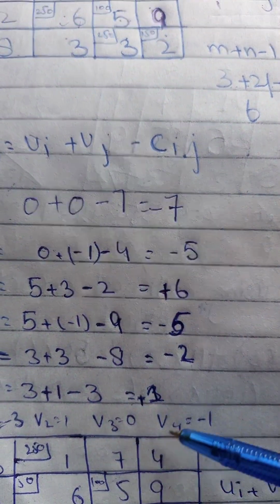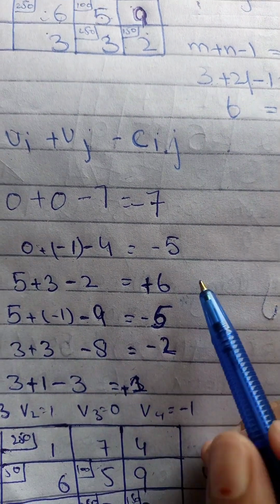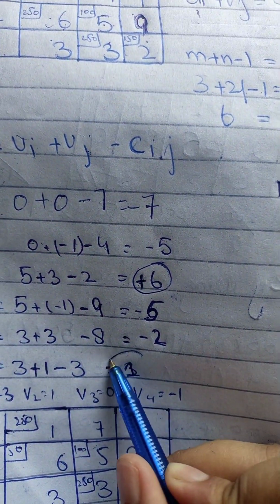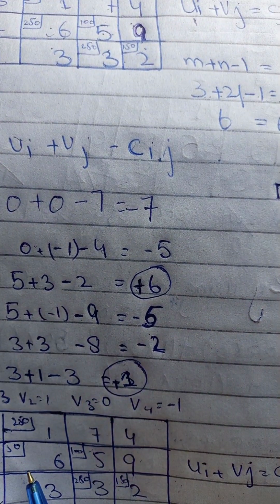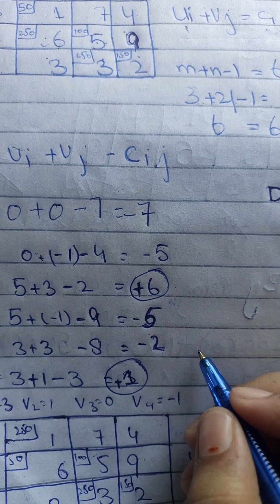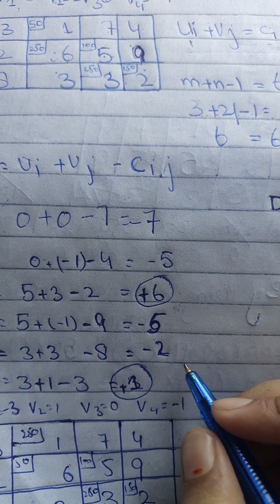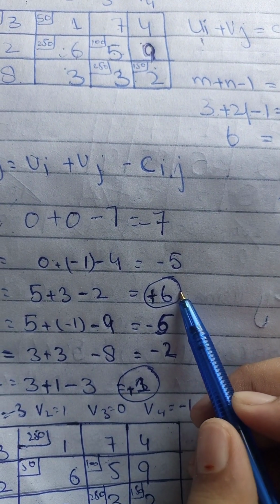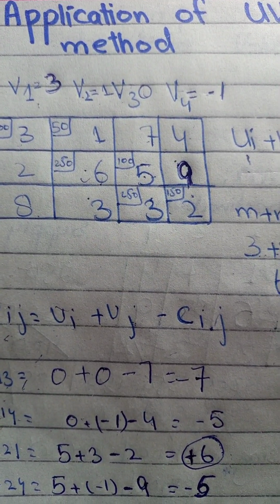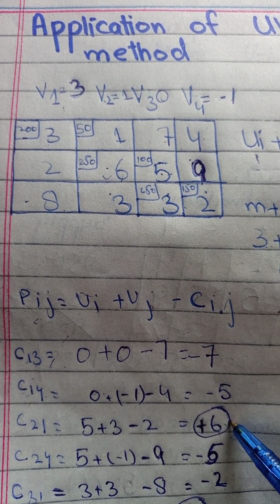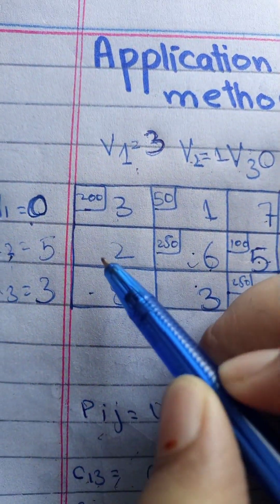After finding all the sums, here is positive 6 and here is positive 1. The rule is all the numbers should be negative or 0. We will choose the most positive number, which is 6, and then we will choose that respective cell.